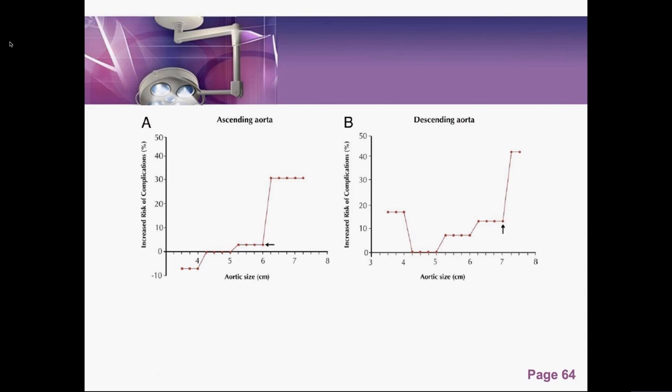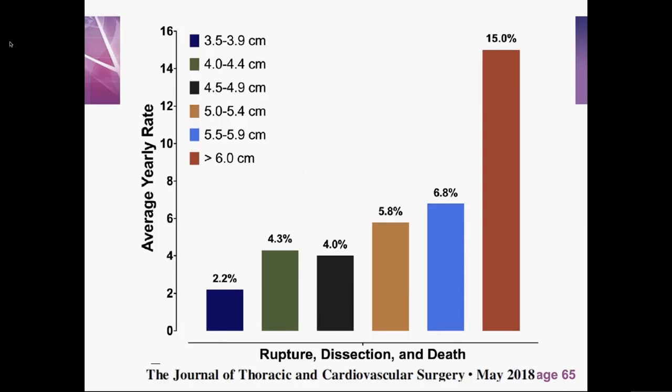The risks of complication vary in the two parts of the aorta. In the ascending aorta, the hinge point is 6 centimeter, at which level the risk of complication increases exponentially. In the descending aorta, it's 7 centimeter, where the risk of complications increases. As you can see, in an aneurysm of more than 6 centimeter size, the combined yearly risk of rupture, dissection, and death is around 15%.